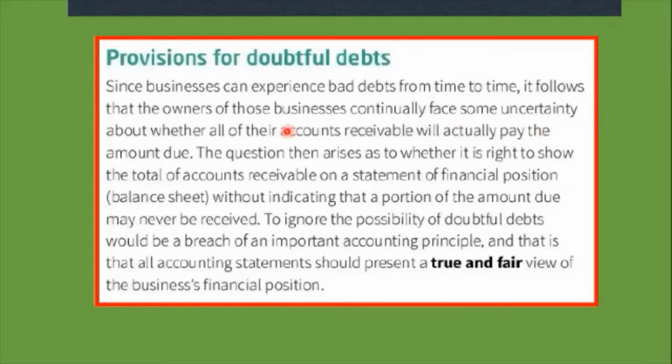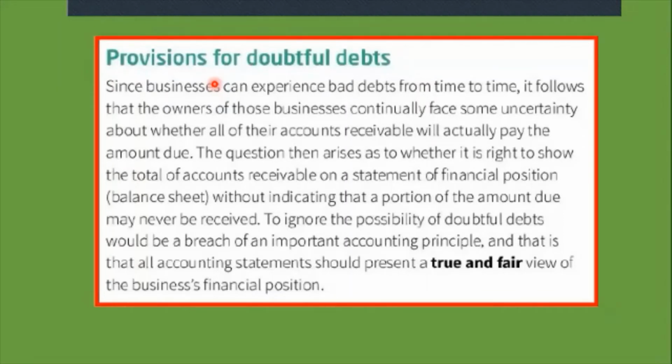So you have to make what is called a provision for doubtful debts because you are doubtful whether they would pay you or not. So those debts are called doubtful debts, and you make a provision for it in case they turn out to be bad, or in case it turns out that they don't pay you at all.